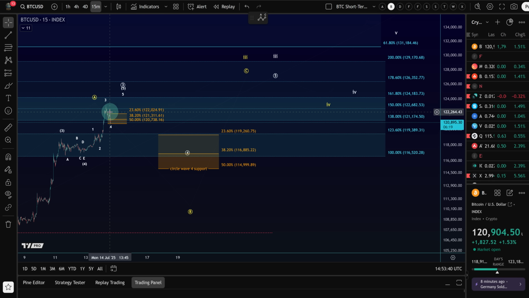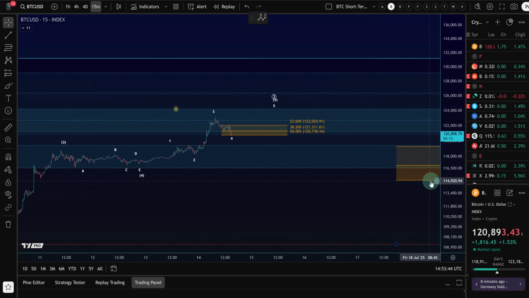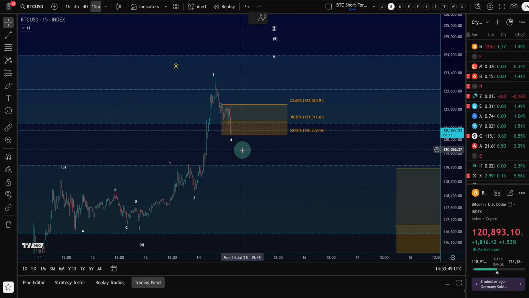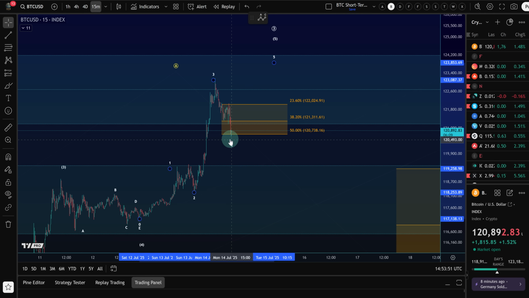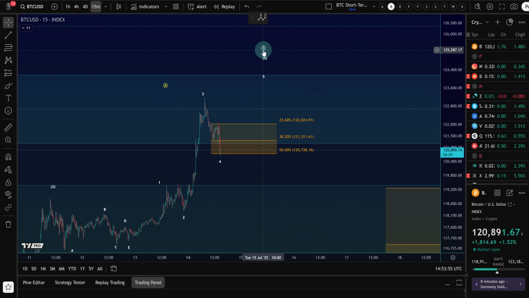But for those of you who are wave nerds like I am, I'm also tracking this nano support area, which is support for an internal wave 4 pullback in a still unfolding wave 5 of 3. So this is really just on the nano level. This area hasn't changed since the last update. And 120,738 is the key support here.